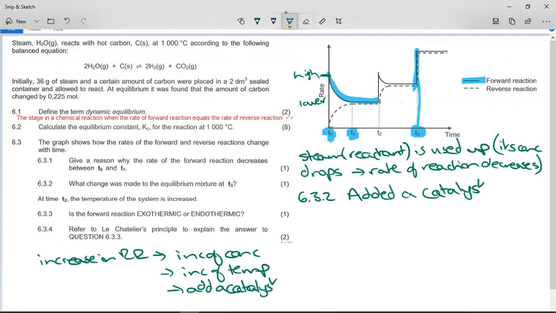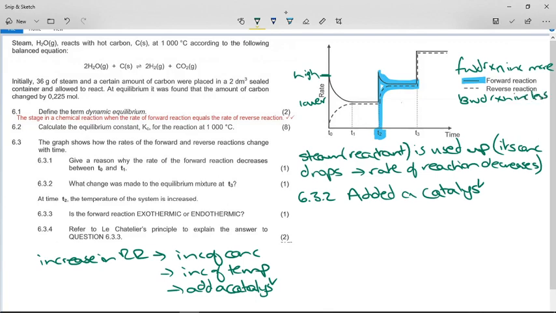Now it says to you at time equals T2, let's have a look on the graph here. At time equals T2, the temperature of the system increased. So can you see here? Look at this one curve. It has gone up steeply. And look at the other curve, it has not gone up so steeply. So the forward reaction increased more, and the backward reaction increased less. Both reaction rates increased, so that makes sense. If we increase the temperature of a system, it will increase reaction rate.